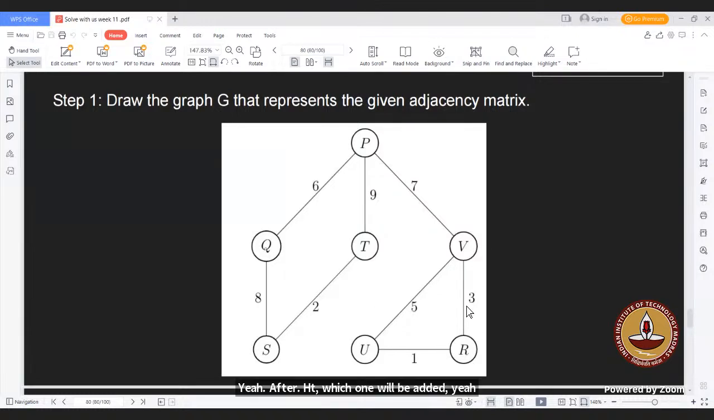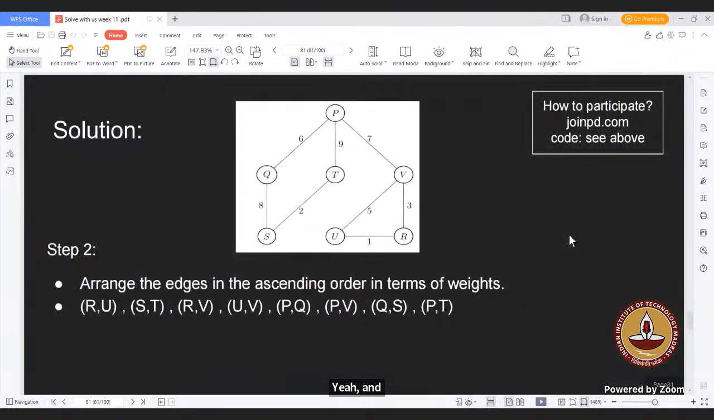After this, which will be added? BU will be added, but this will form a cycle, right? So skip it. What is the next minimum one? PQ will be added. After that, PV will be added, and after that, QS will be added. And this will not be added because it will again create a cycle, correct? So that will be the correct answer.